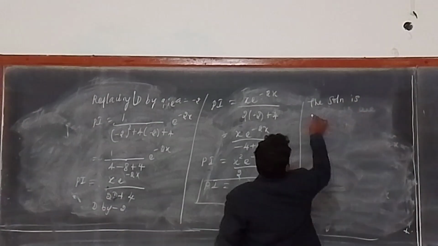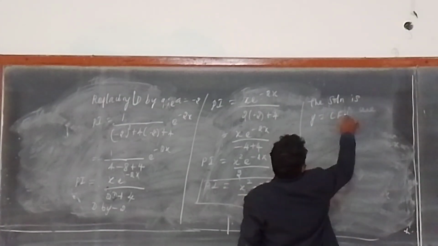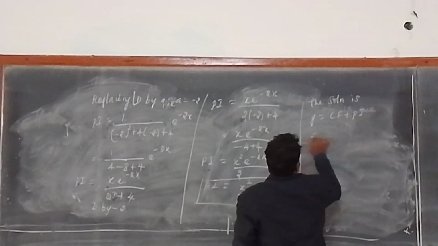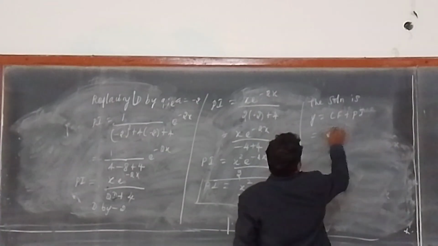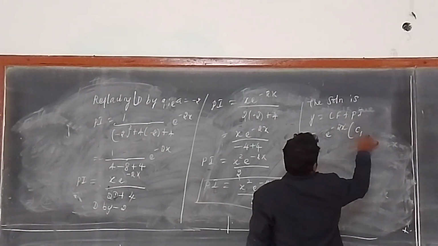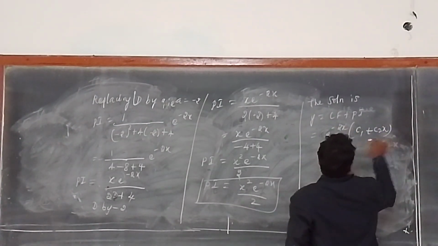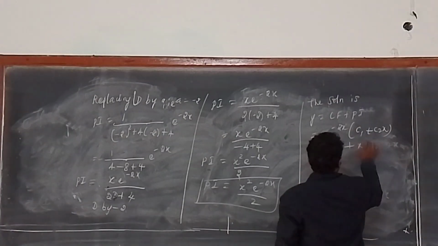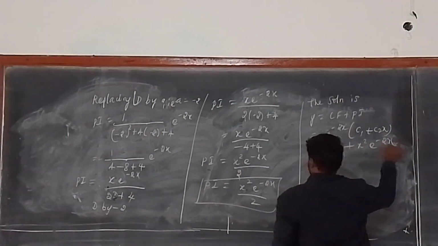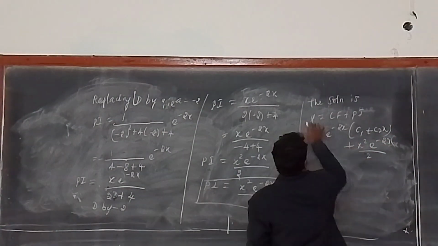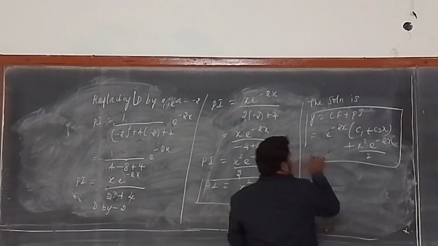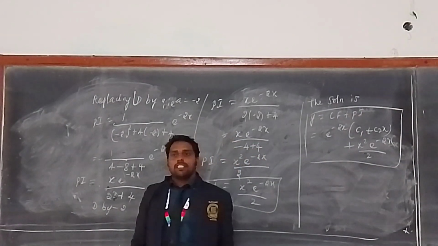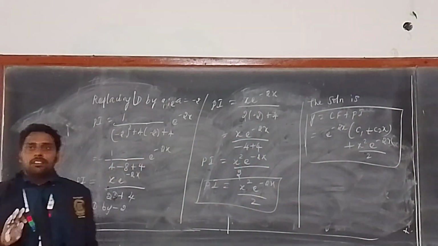The solution is y equal to e to the power of minus 2x into C1 plus C2x, plus x square by 2 into e to the power of minus 2x. That's the solution of that equation, based on type 1.